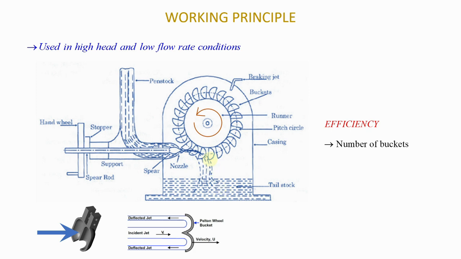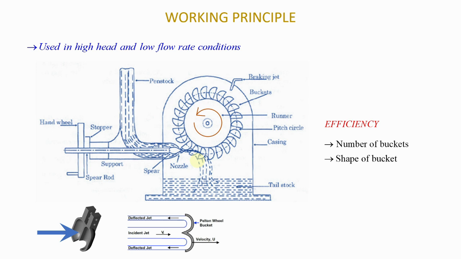So you need to have a sufficient number of buckets so that the jet of water will always be making impact with the buckets, okay? If the number of buckets is not enough, then some of the water will just make no impact, and so in that way power will be lost, and so you will affect the efficiency of your Pelton wheel.